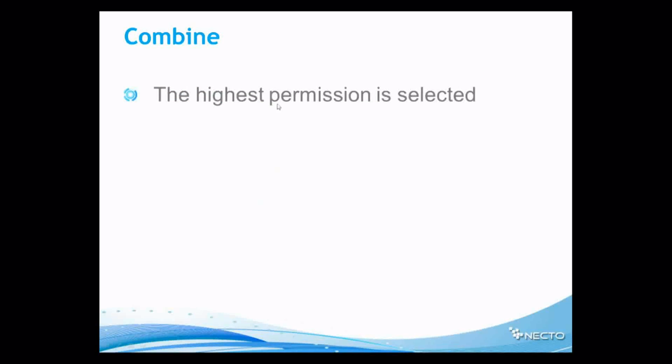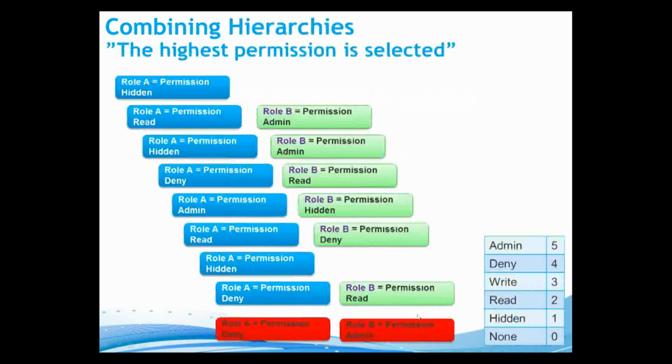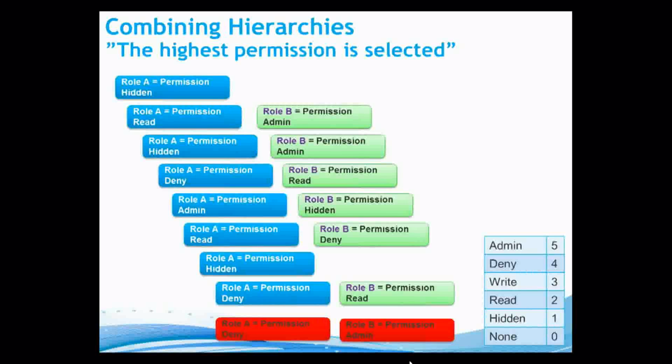Now, this is actually rule number 2. Combine the highest permission selected. So actually I'm making a max out of both of them. Now, if admin is 5 and deny is 4, then James will have an admin permission, right? So admin is being chosen by James, and deny goes off. So James will have an admin permission.